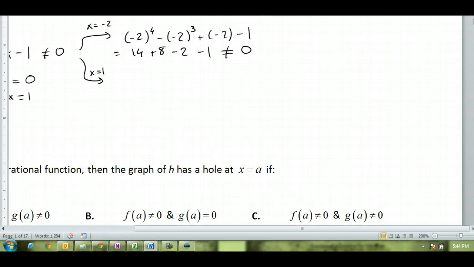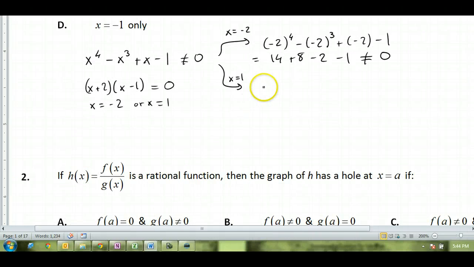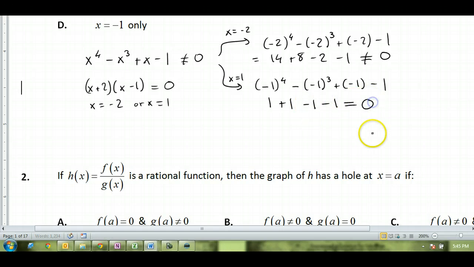So if x equals 1, I'm factoring. So I have negative 1 to the 4th minus negative 1 cubed plus negative 1 minus 1. So this is 1 plus 1 minus 1 minus 1. Well, this is 0, right? So this is a vertical asymptote, but this is not a vertical asymptote.